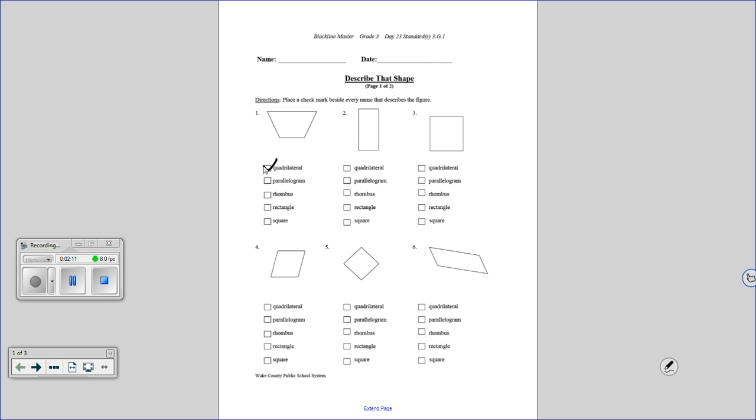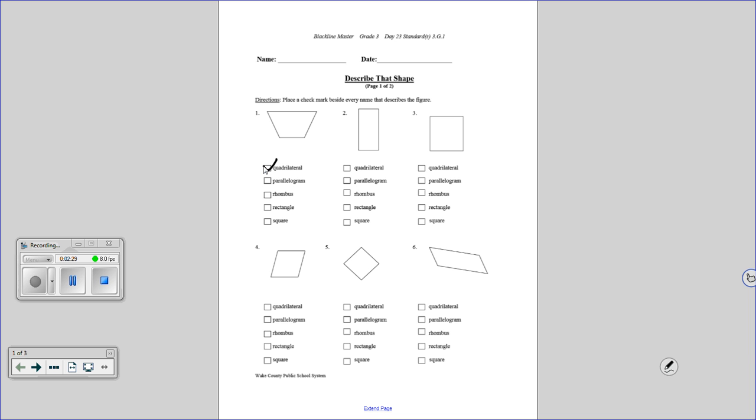Do I have 2 sets of parallel sides? No. How many sets do I have? 1. So does this follow all the rules of a parallelogram? Can I call this shape a parallelogram? No. What about a rhombus?